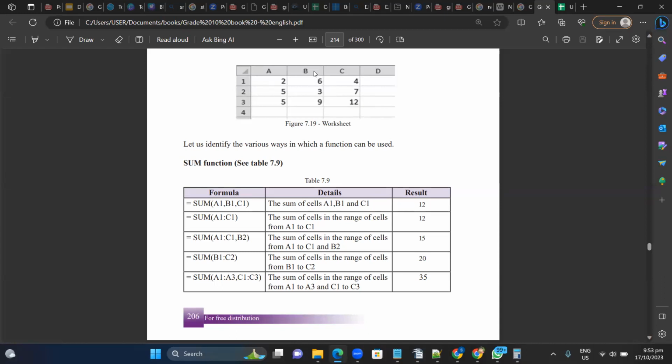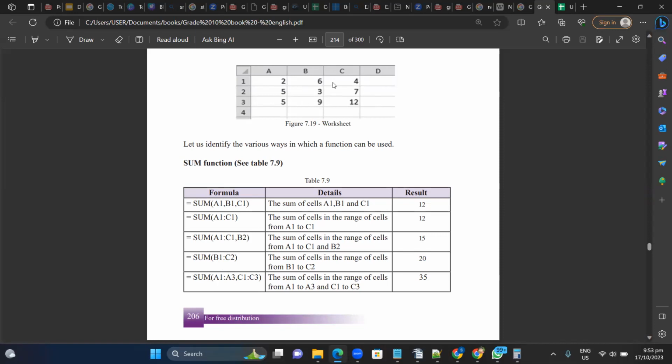Oh, sorry, this is B1 to C2, right? Not B2 C2, B1 to C2. B1 to C2 means B1, C1, B2, C2. All four will be added up. 6 plus 4, 10. 10 plus 10, 20.